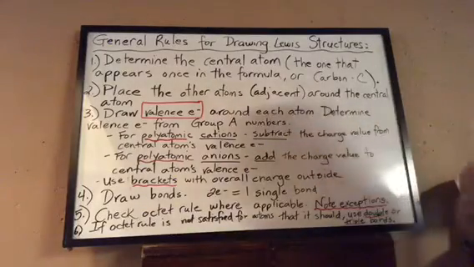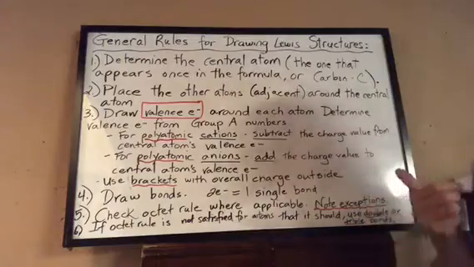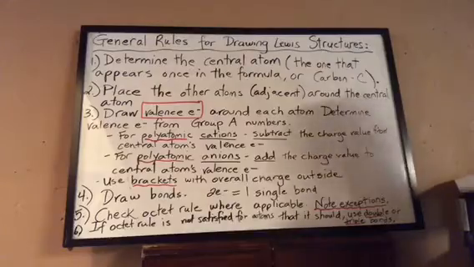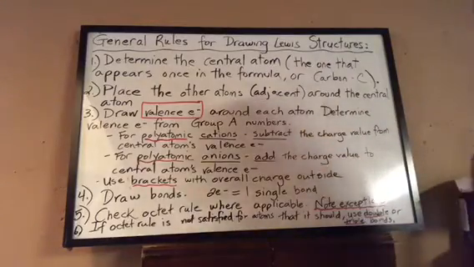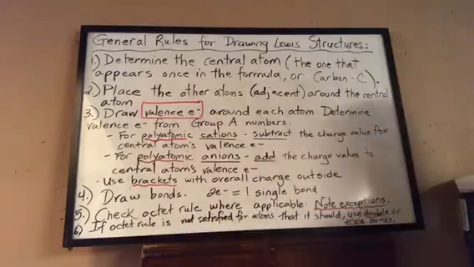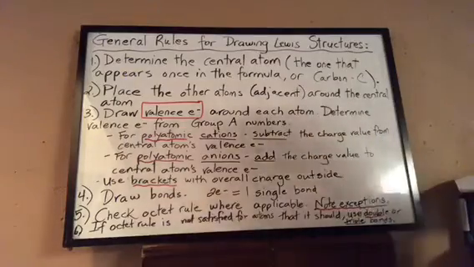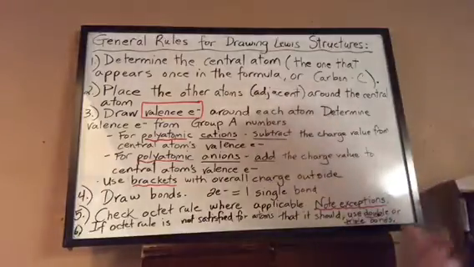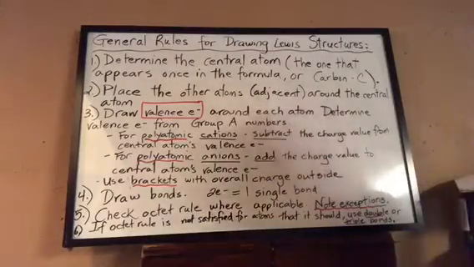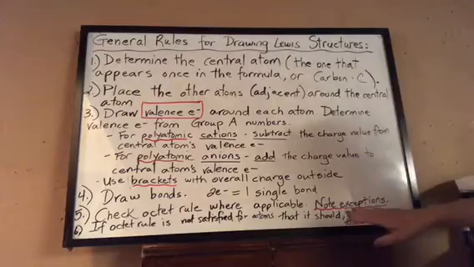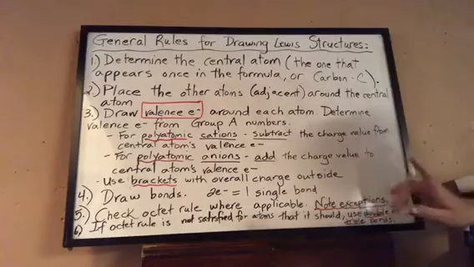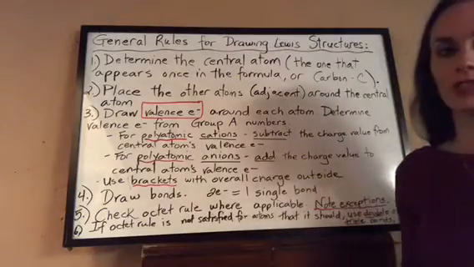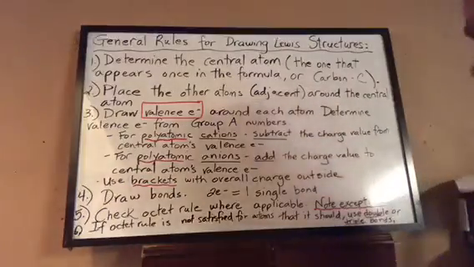So we want to check that all of the atoms have an octet around them. Does carbon have eight electrons around it? Does nitrogen? Does oxygen? Remember, we're focusing on the nonmetals here with covalent bonding. If the octet rule is not satisfied, and it should be, carbon should have eight electrons around it, oxygen should have eight electrons around it, then we need to draw double or triple bonds. We need to have more electrons shared between those atoms.